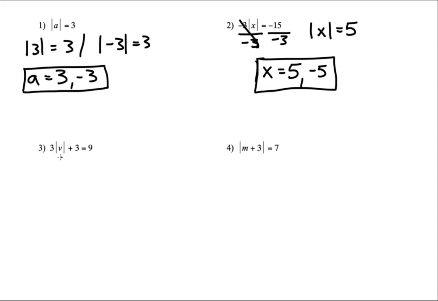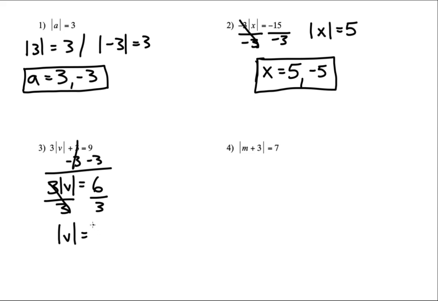In problem number 3, I want to try to isolate that part right there. So the first thing I'm going to do is subtract 3 from both sides. And when I do, I'm going to have 3 times the absolute value of v equals 9 minus 3, which is 6. If I don't want 3 times this, the opposite of times 3 is to divide by 3. And if I do that on one side, I need to do it on the other side because of balance. And so I'm left with the absolute value of v equals 6 over 3, which is 2.